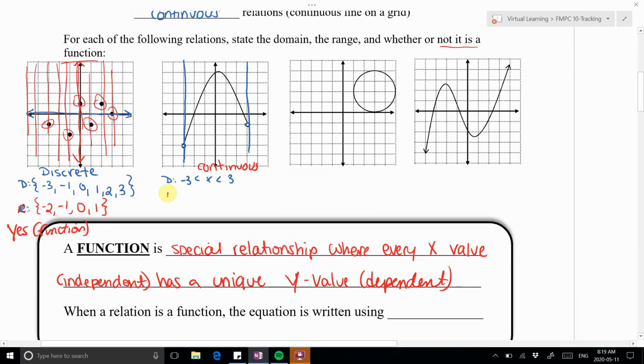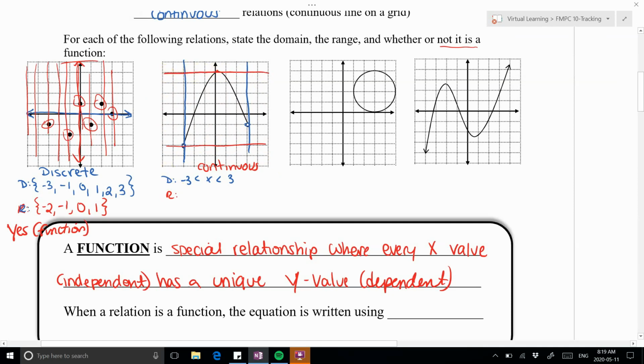And my range, similar, I'm going to start at the bottom and I'm looking for the first point that hits. And then as I move up, I'm seeing that as I move up, there's always a possibility, right? Until I hit this point. That's my highest point.